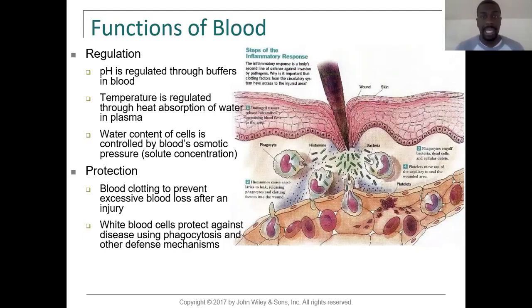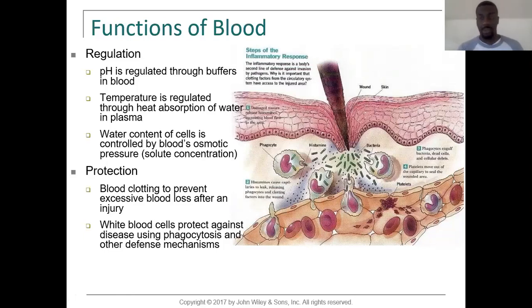Okay. And then the last function is going to be protection. Protection is important because we're going to be getting exposed to various types of bacteria and lots of other pathogens. We have specific cells inside of our blood called the white blood cells, and they're able to tackle a lot of those pathogens that have invaded our body. They have various different types of defense mechanisms to help ensure that we're protected against various types of pathogens like we talked about.